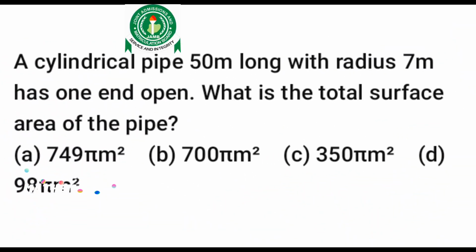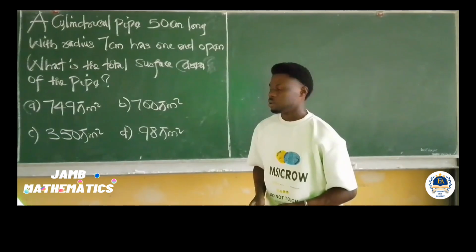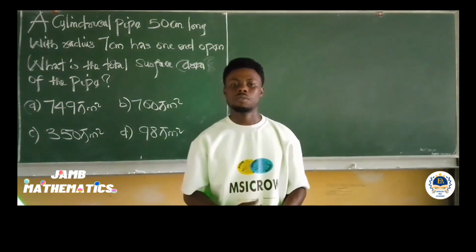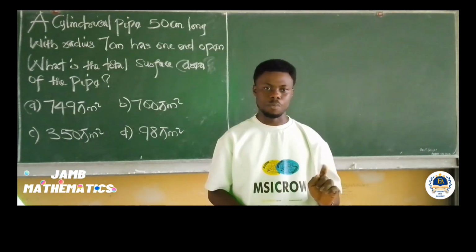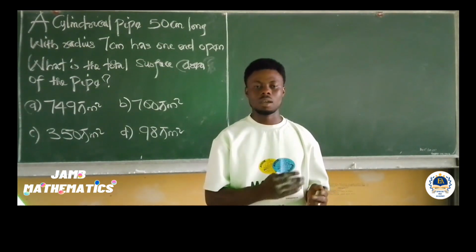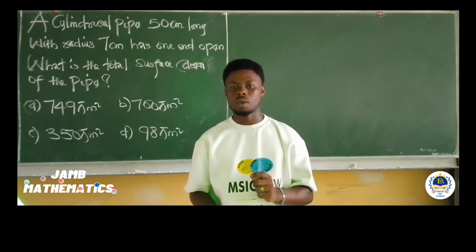A cylindrical pipe 50 centimeters long with radius 7 centimeters has one end open. What is the total surface area of the pipe? Option A, 749 pi meter square. B, 700 pi meter square. C, 350 pi meter square. And D, 98 pi meter square. We are going to apply the general formula for total surface area of a cylinder. So when we are referring to pipe, we are actually talking about the curved surface area, one circular end.